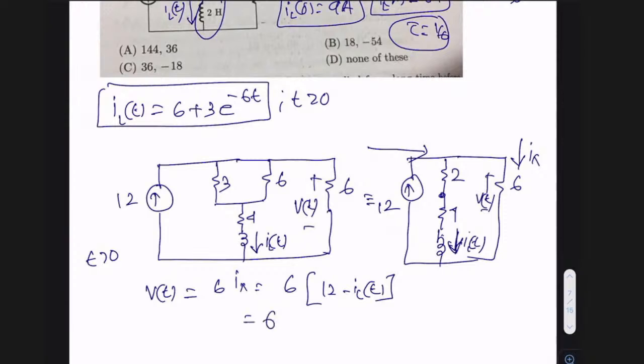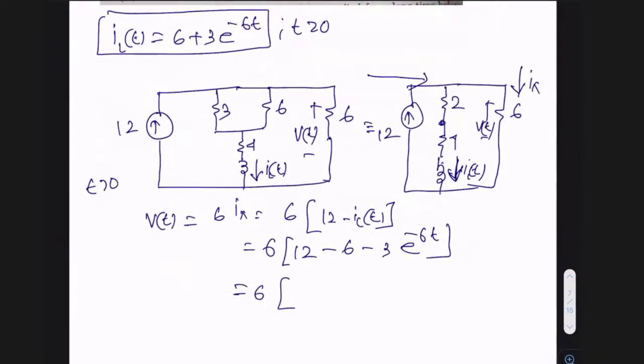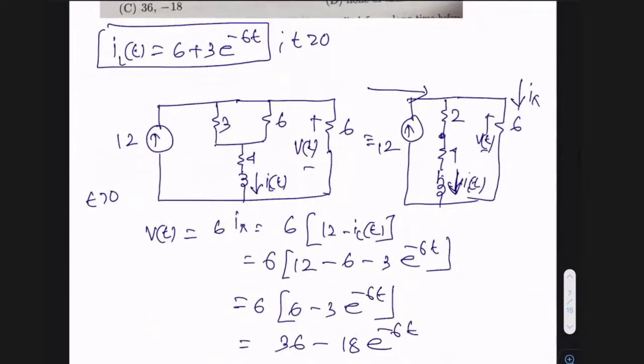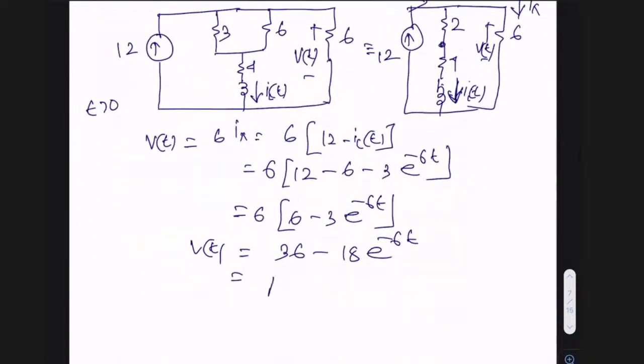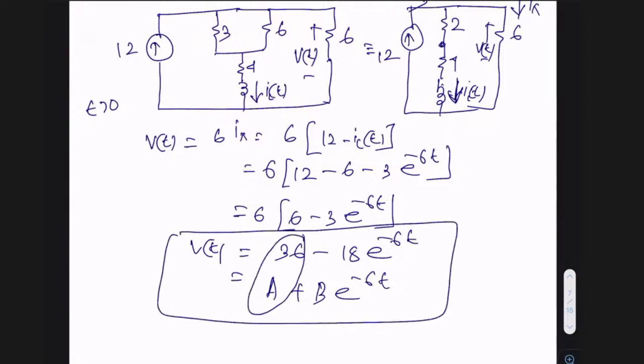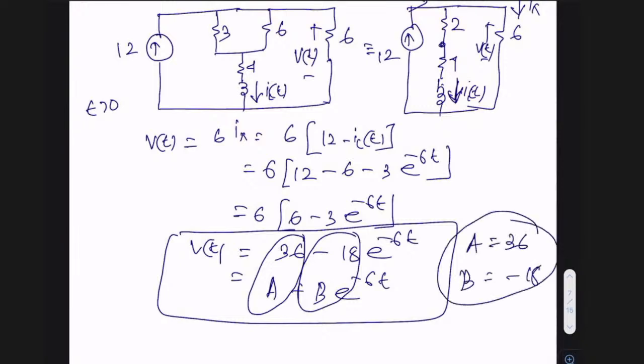So this is 6 into 12 minus 6 minus 3 into e raised to power minus 6t. That is 6 into 6 plus 3 into e raised to power minus 6t. If you simplify this, it is 36 minus 18 into e raised to power minus 6t. VT is of the form A plus B into e raised to power minus 6t. So if you compare now, A is 36 and B is minus 18. This is the final answer.